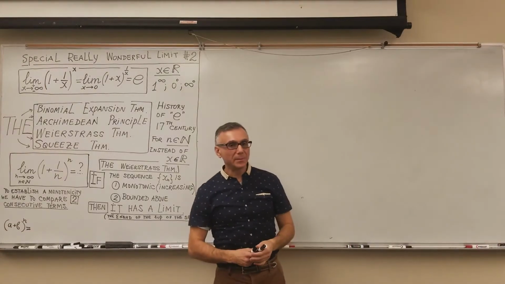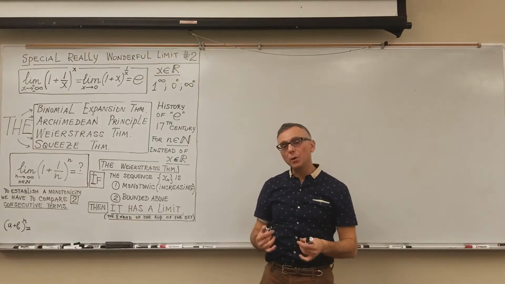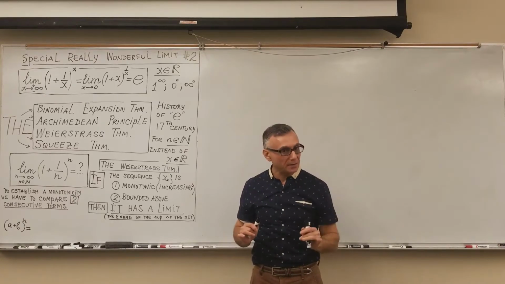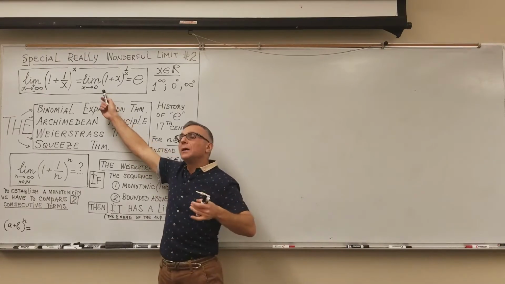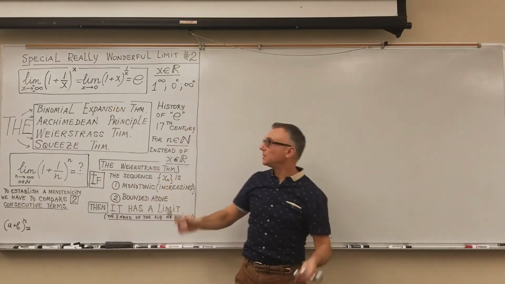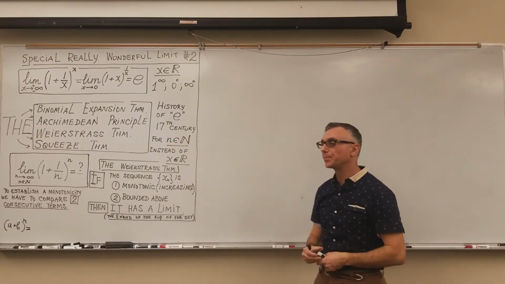Hello, welcome to the special limits. Today I will discuss the special limit number 2, which is (1 + 1/x)^x when x goes to either plus or minus infinity. It is also equal to the limit of (1 + x)^(1/x) when x goes to 0, which is equal to this beautiful, magical, super important number e.